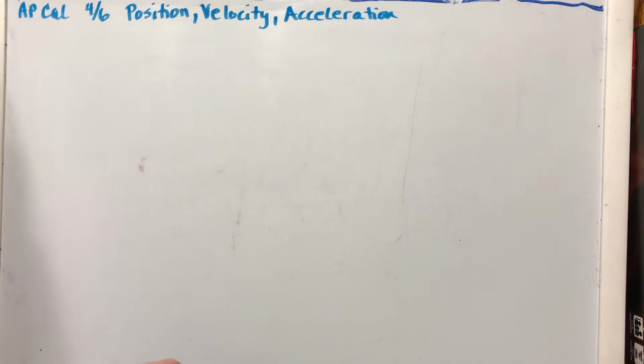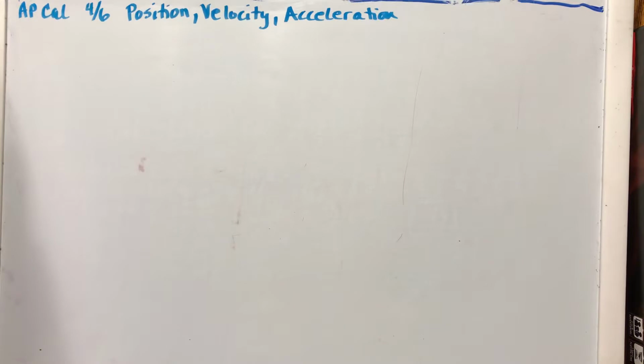Alright, so today we're going to be talking about position, velocity, and acceleration. And I have shared a document with you called Position, Velocity, Acceleration Notes for AP Calculus. So I'm not going to write all those notes down. I would encourage you to write them in your notebook. If you have a printer, you certainly can print them out. But we're going to be doing the examples that are found on that shared document.